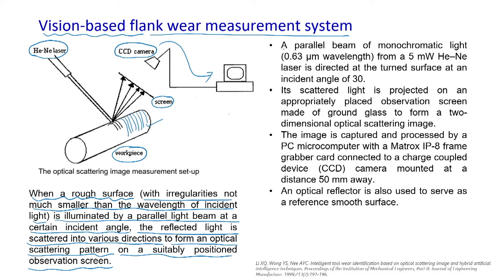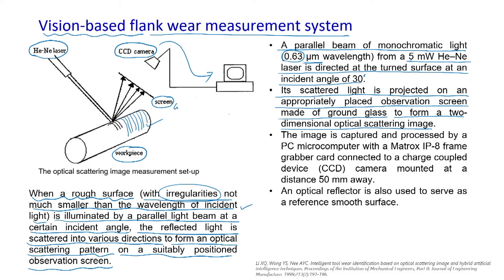A parallel beam of monochromatic light of wavelength about 0.63 micron is used, and here the HeNe laser, helium neon laser of 5 milliwatt, is used. The laser is directed on the turned surface at an incident angle of 30 degrees. Its scattered light is projected on an appropriately placed observation screen made of ground glass to form a two-dimensional optical scattering image.